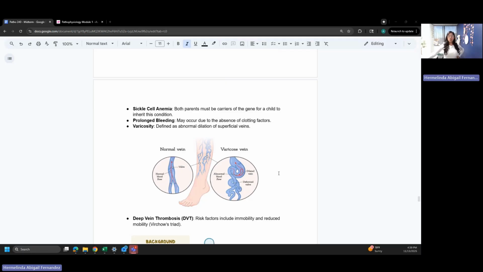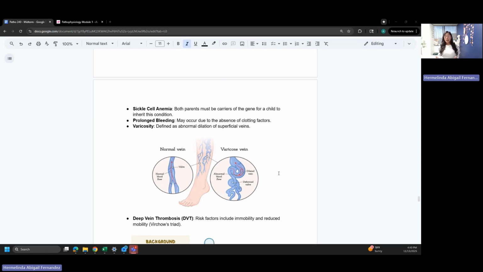Sickle cell anemia. This is when both parents are carriers of that gene. They both must be carriers of that gene so the child can inherit that condition. Okay. Prolonged bleeding. This may occur due to the absence of clotting factor.